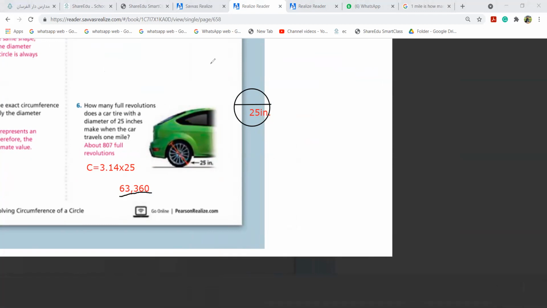3.14 times 25. 78.5. So 63,360 divided by 78.5.